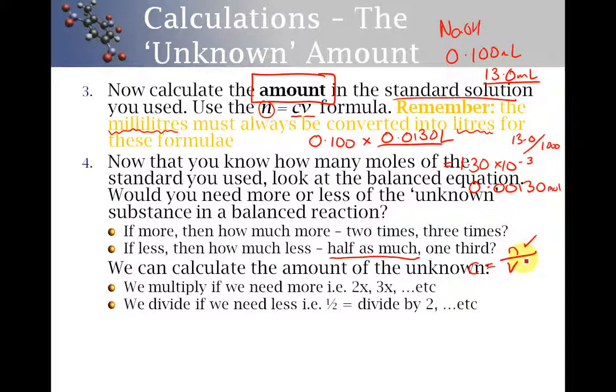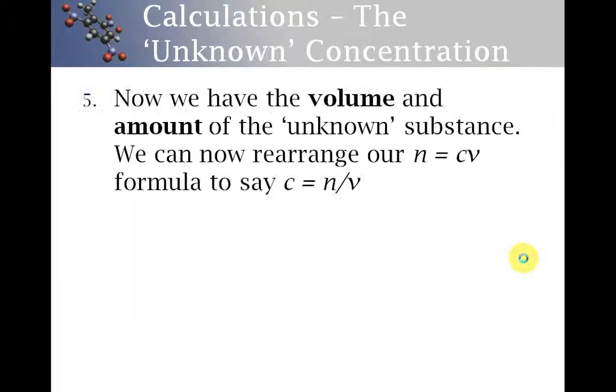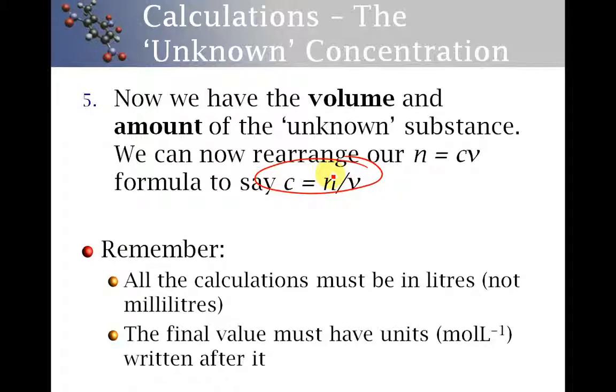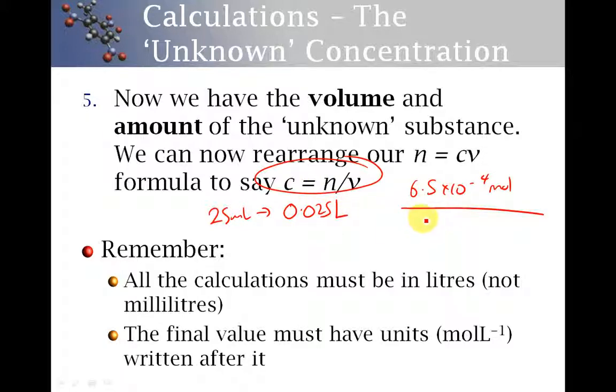Okay, so, by the way, therefore we work out the missing amount. Now, C equals n divided by V, as I said previously. And let's say it was a 25 ml pipette. I've got 6.5 times 10 to the negative 4 moles. And if it was a 25 ml pipette, that will mean it is 0.025 litres. Divided by 0.025 litres, and that will give me the concentration.